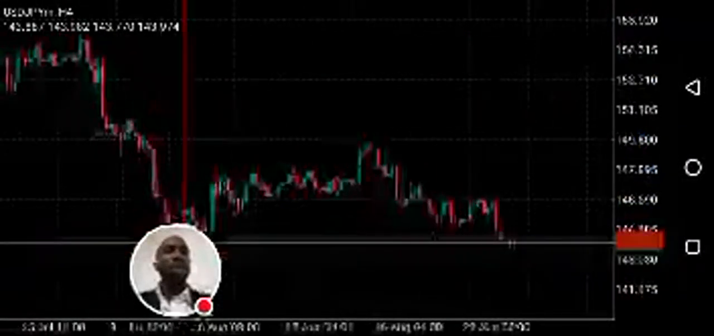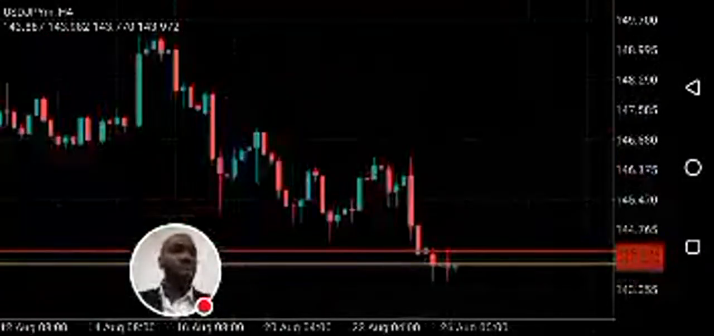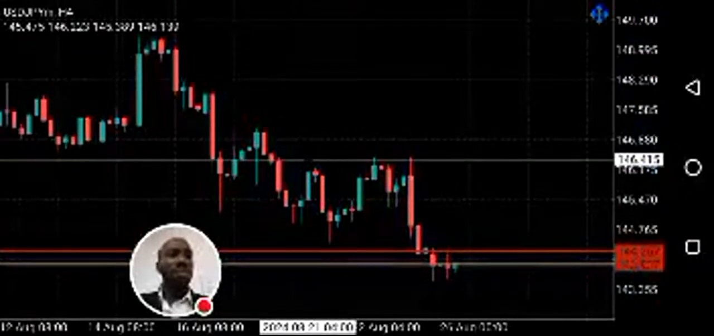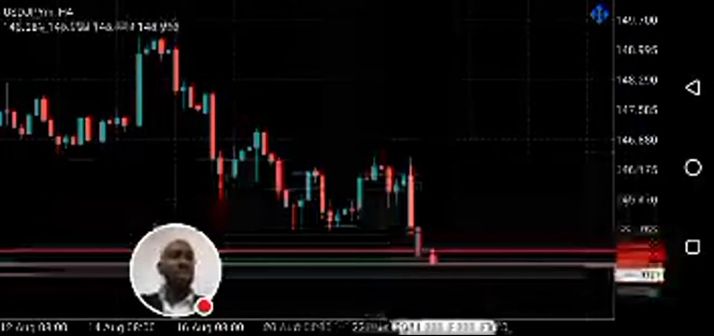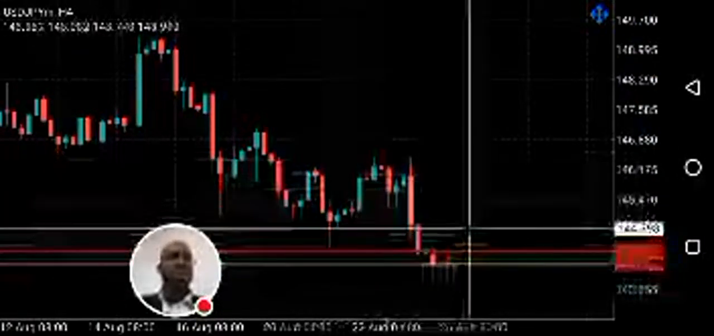So wait for a bullish reversal pattern to form. Let's see on 4 hour. Okay, you can see it has formed on 4 hour. This is a bullish reversal pattern.